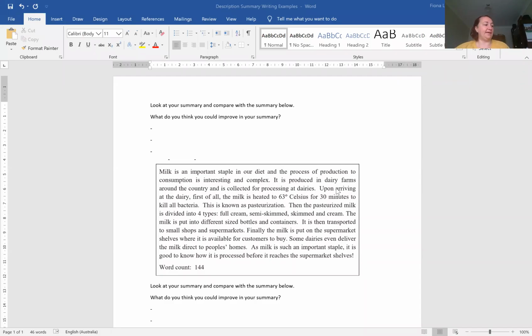Hello, 11A. Okay, so now that you have all completed your two descriptions, we're going to review what an ideal description would look like in comparison to what you've actually written. This is very important just to see areas that you may have not looked at or improved. So what we're going to do today are three things.